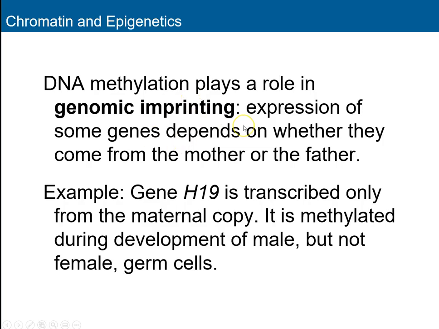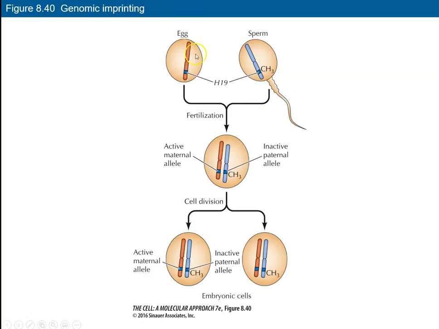Okay, so this does play a role in genomic imprinting, right? So it says expression of some genes depends on whether they come from the mother or the father, okay? So for example, there's this gene H19 is transcribed only from the maternal copy. It's methylated during development of the male, but not during the female. So if it's methylated during development of the male, it's not going to be expressed. But in the female, you want it to be expressed, okay? And so that's what this is showing you here.